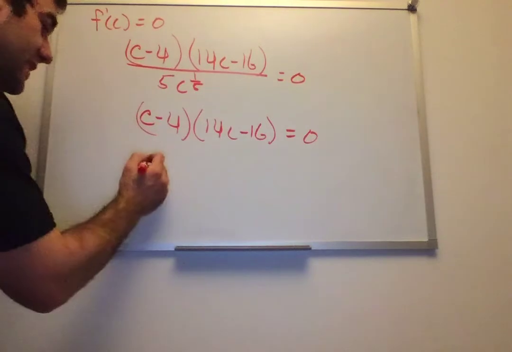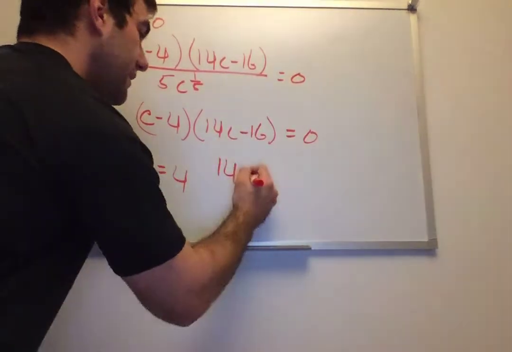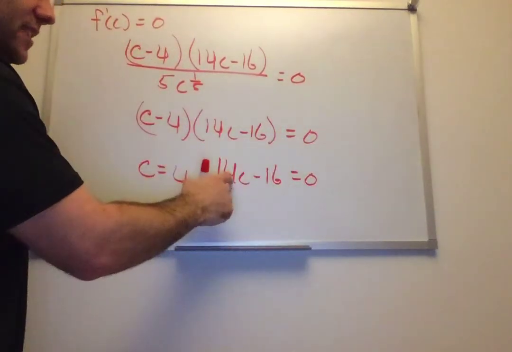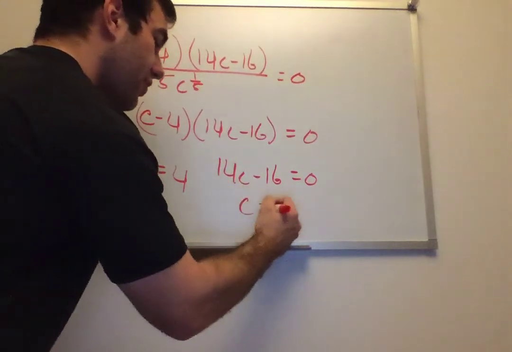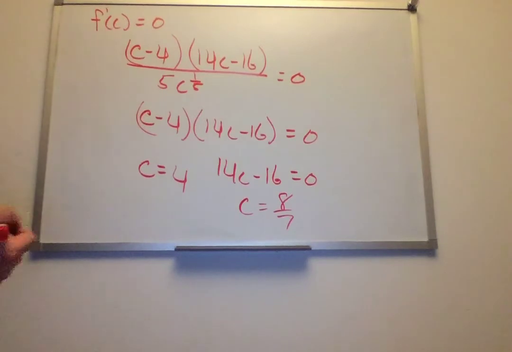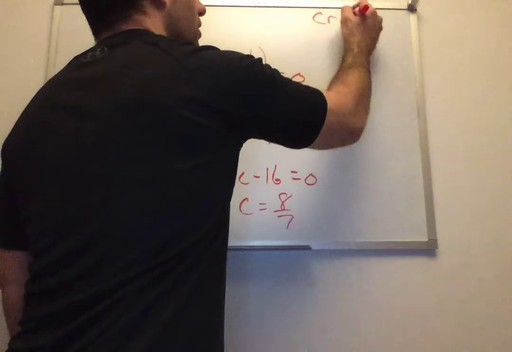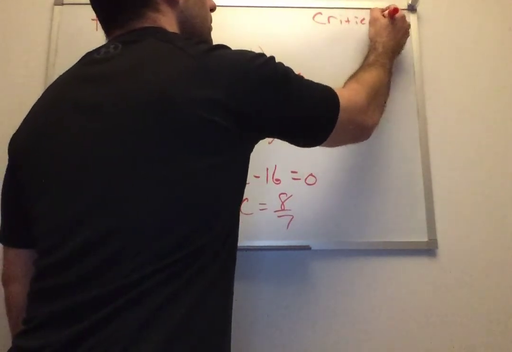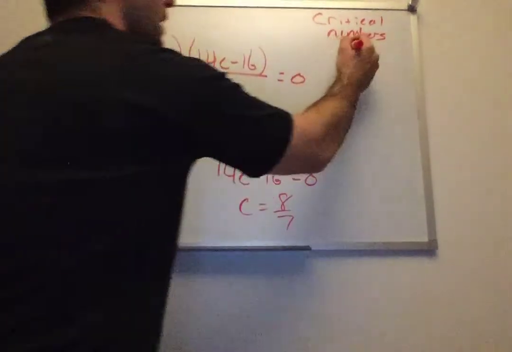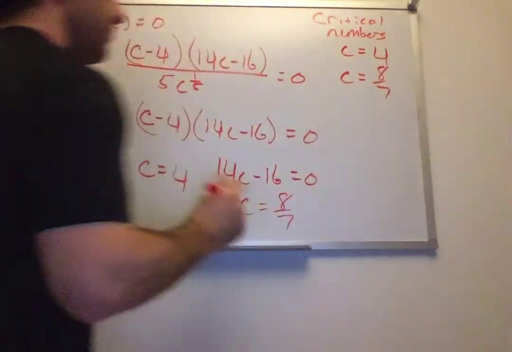This one you could easily see c is equal to 4. This one, 14c minus 16 is equal to 0. If you were to add over the 16 and divide by 14 and simplify, you're going to get c is equal to 8/7. Okay, I know I did that really quickly. So, here's so far our critical numbers. We've got c is equal to 4 and c is equal to 8/7.